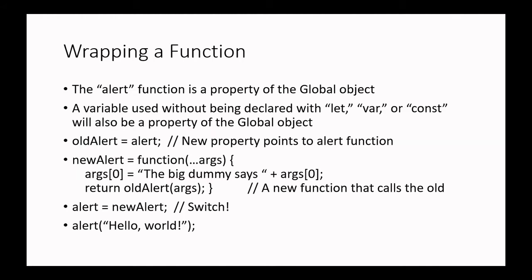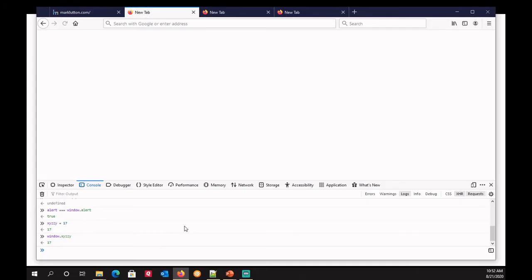Since the alert function is a property of the global object, you can actually redefine it. Let's try that now. Let's say, first of all, we'll define oldAlert. Okay, now we've got a new property, oldAlert, which points to alert. They're the same function. And again, I can say oldAlert equals alert, because they're the same.